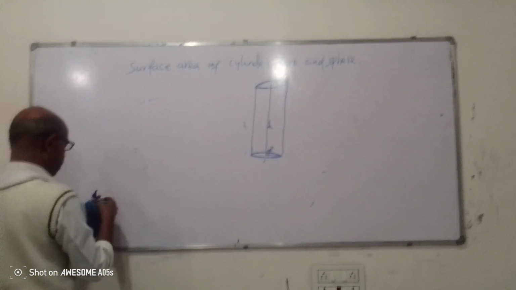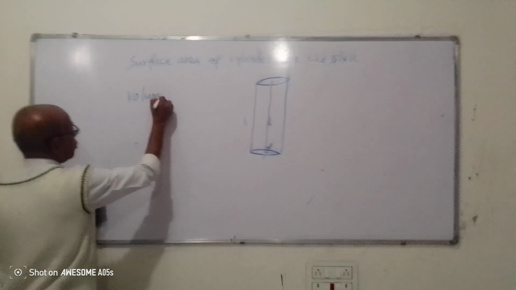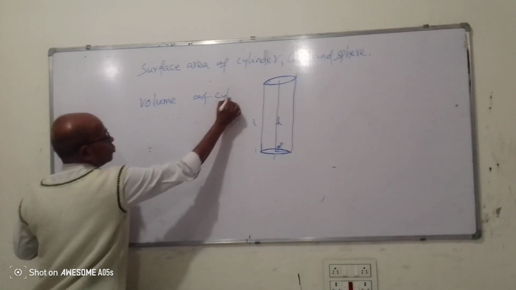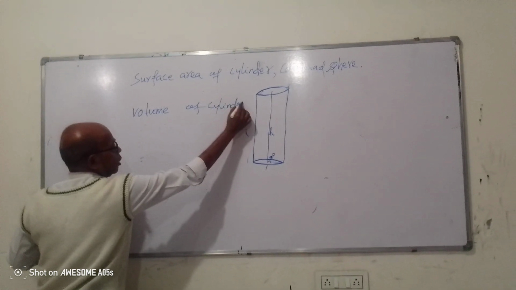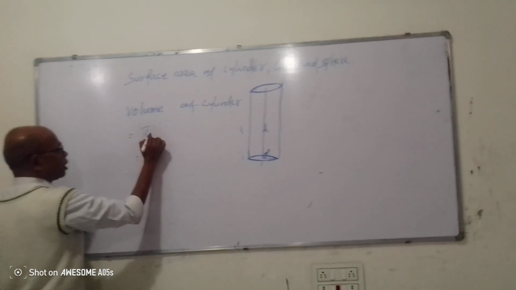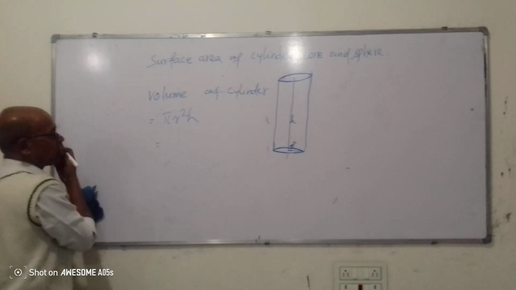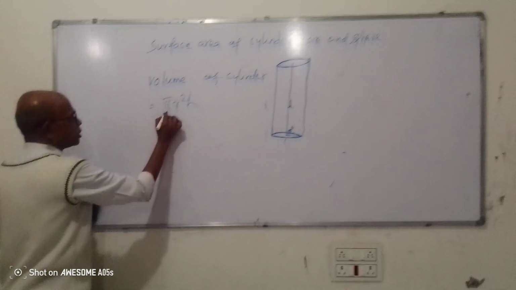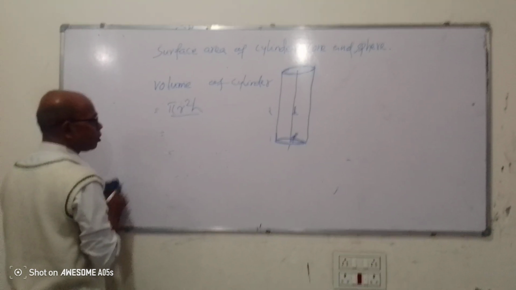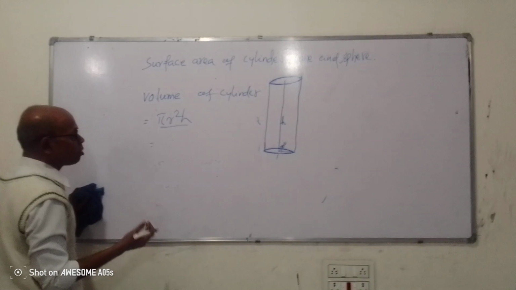Now volume of cylinder. The volume of cylinder is equal to pi r square h. Volume of cylinder is pi r square h. Are you clear?